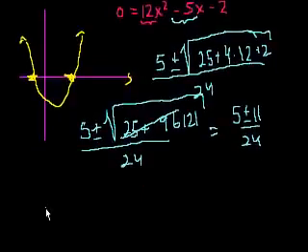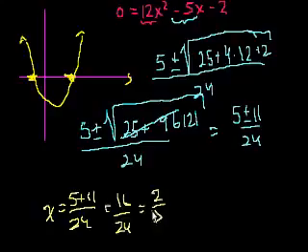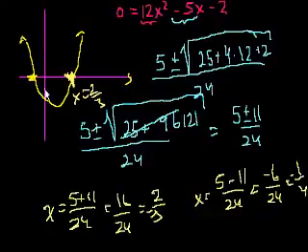So let's see. If x is equal to 5 plus 11 over 24, that is equal to 16 over 24, which is equal to 2/3. That's one potential intercept. So maybe that's right here, right? That's x is equal to 2/3, and y is equal to 0. And the other value is x is equal to 5 minus 11 over 24. And that's what? Minus 6 over 24, which is equal to minus 1/4, which could be this point.